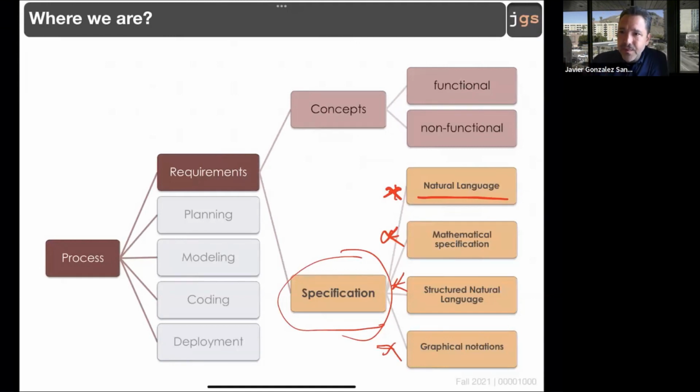The final result is not exactly the best. Can be done, yes. Is it the best option? No. We need to move forward. Okay, better options, these three. Number one, mathematical specification. That is the best one. That is the best one.